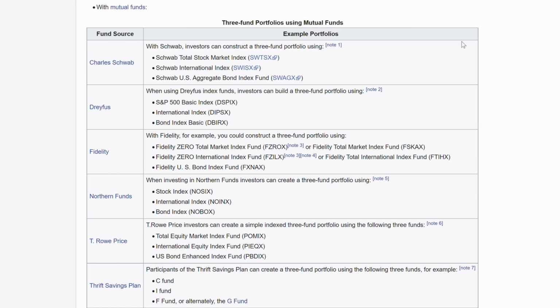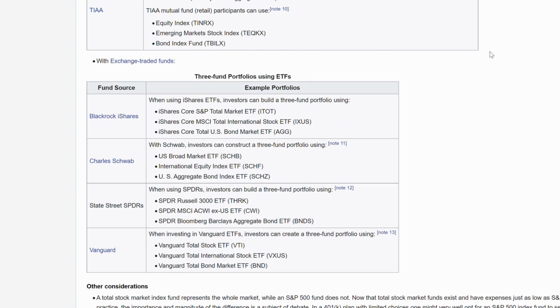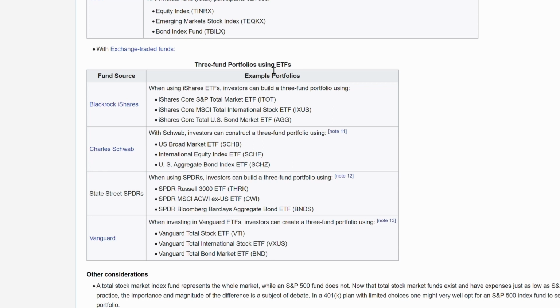But secondly, you can also create the 3-fund portfolio using ETFs, which is what I have done. In my portfolio, I use ETFs. So here you have the 3-fund portfolios using ETFs. And the great thing about ETFs is that they can be pretty much transferred between any kind of broker. So it's a lot easier to transfer ETFs than it is mutual funds.